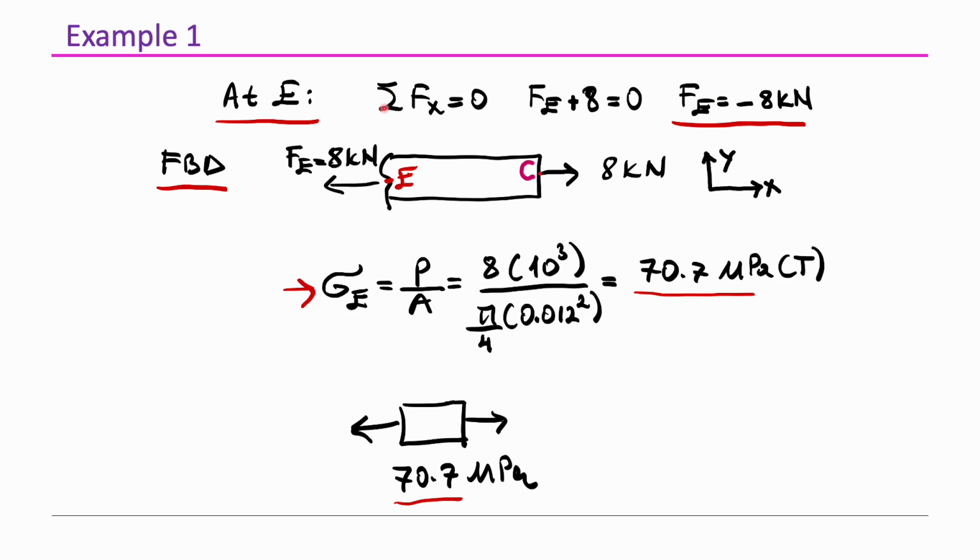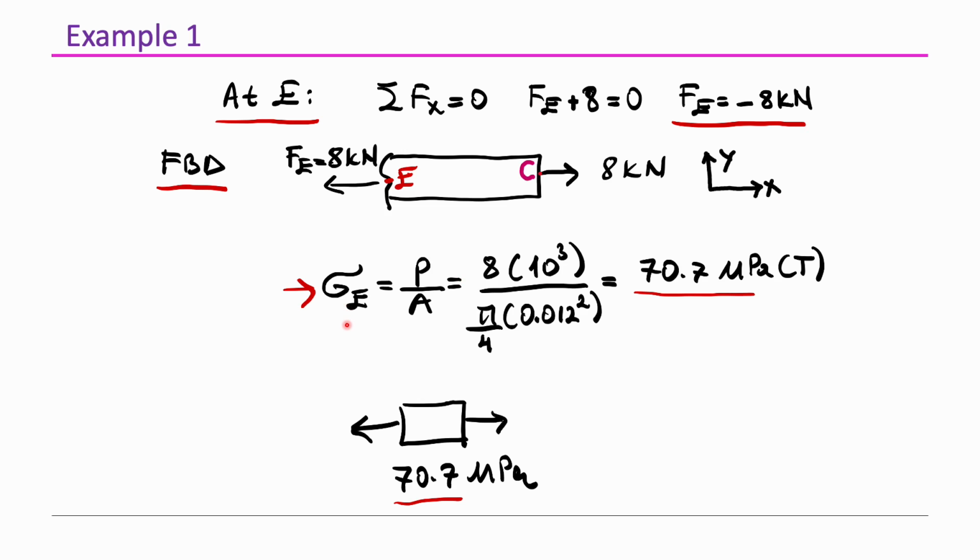For this purpose, we will apply the method of sections by passing a section through the E point, and this will expose the internal normal force Fe. Then we solve the force equilibrium equation along the x direction, and the result yields that Fe is equal to negative 8 kN. So this means that it is a force acting along the negative x direction.